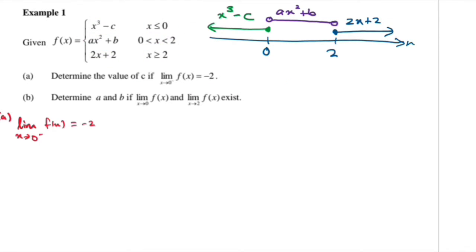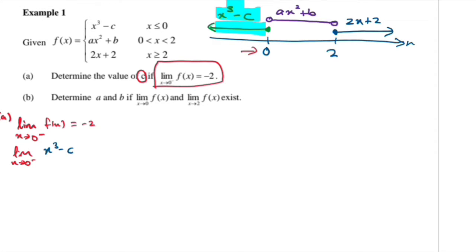Moving on to question A. Determine the value of c if this information is given. So write down the information first. And then look at your number line and determine what is the function from the left of 0. This is the left of 0. So the nearest function to the left of 0 is x cubed minus c. Substitute f(x) with x cubed minus c.